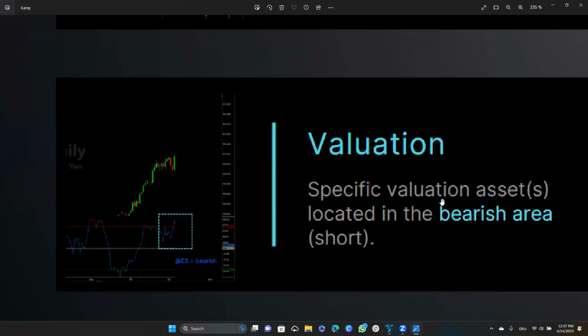Valuation. Of course, a specific valuation asset located in the bearish area. That's what we need. And here, for example, we are trading the US dollar, right? I choose, for example, the S&P 500 at ES. But you can choose any of these, right? You can choose gold. You can choose the treasuries. You can choose, I don't know, another Forex pair. Up to you. The key here is backtesting. Check all the assets against the US dollar. They are working nicely, for example, right? And then choose this one here. For example, it's the index, the S&P 500.